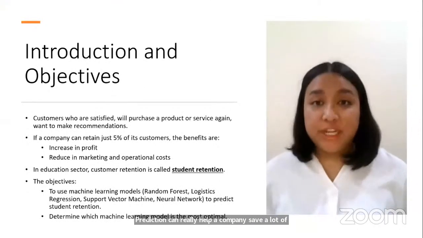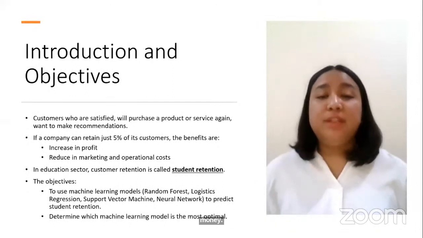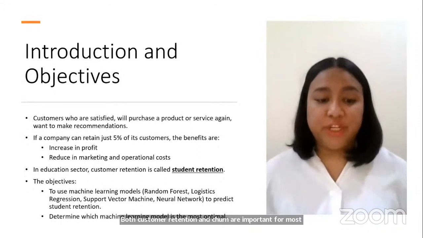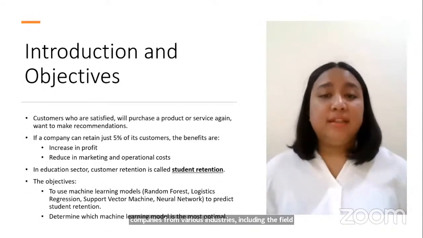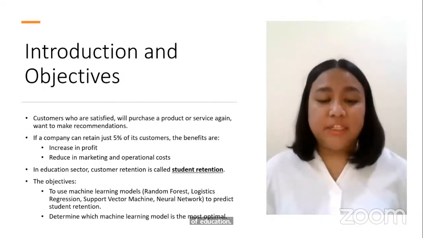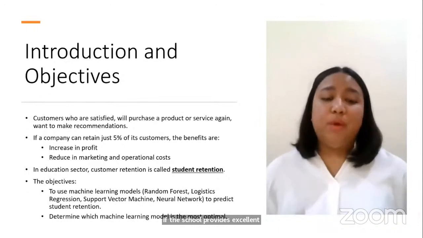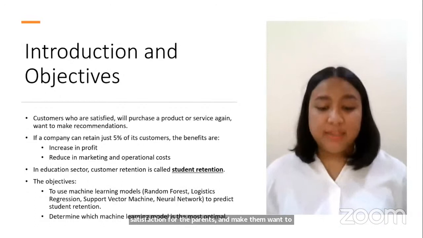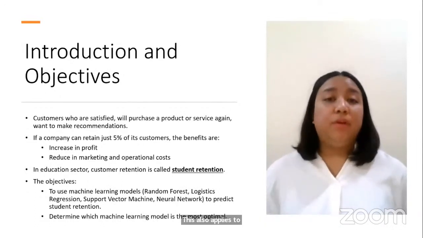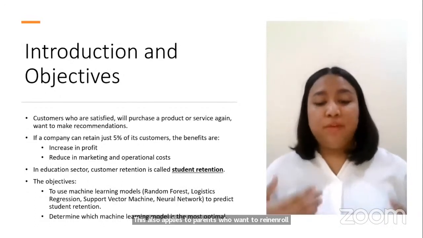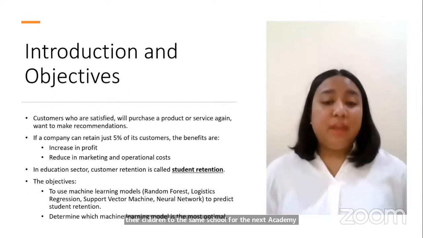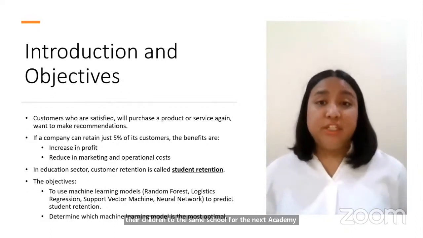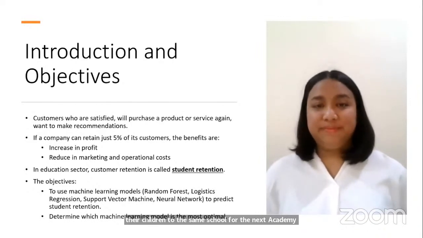Both customer retention and churn are important for most companies from various industries, including the field of education. If a school provides excellent service, it can cause satisfaction for the parents and make them want to enroll their children to that school. This also applies to parents who want to re-enroll their children to the same school for the next academic year, which can be called customer retention in education. This research calls it student retention.